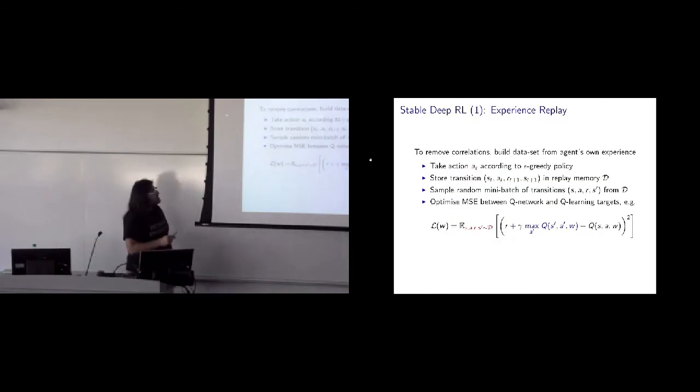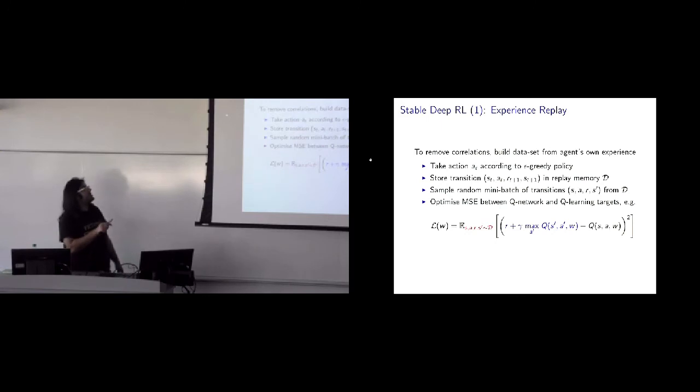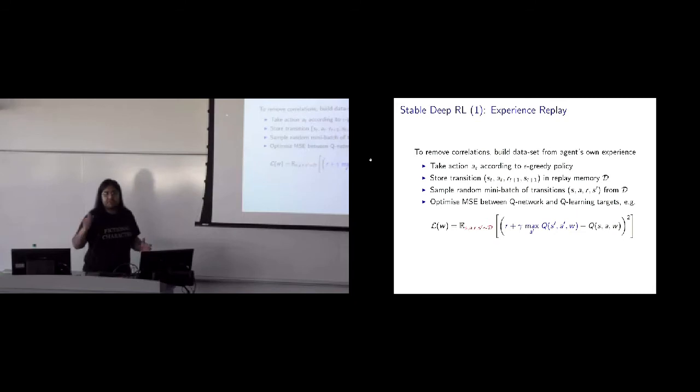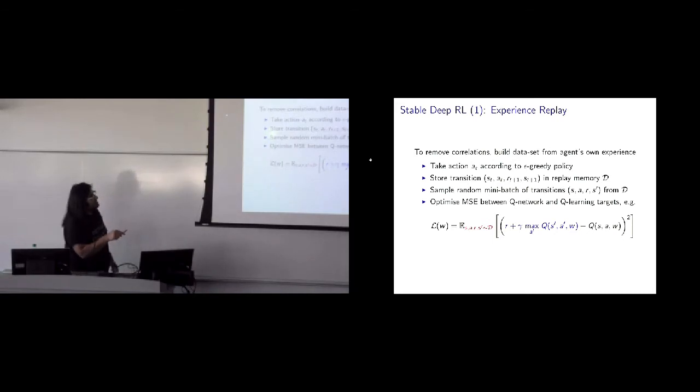So let's talk about experience replay. To remove correlations, build a data set from the agent's own experience, which means when the agent takes action AT according to an epsilon greedy policy, we don't need to go into that, but epsilon greedy is an exploration policy. Remember we had exploration versus exploitation. Epsilon greedy is a monotonically decreasing in randomness policy for exploration. The agent takes action AT based on whatever exploration policy there is.